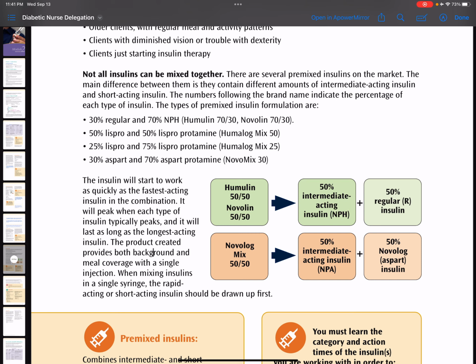It's been a while since I've seen a vial at work, to tell you the truth. Most of them come pre-mixed already. They say like Humulin 70/30, Novolin 70/30, Humulin Mix 50. These are what their names look like. It's like a combination.